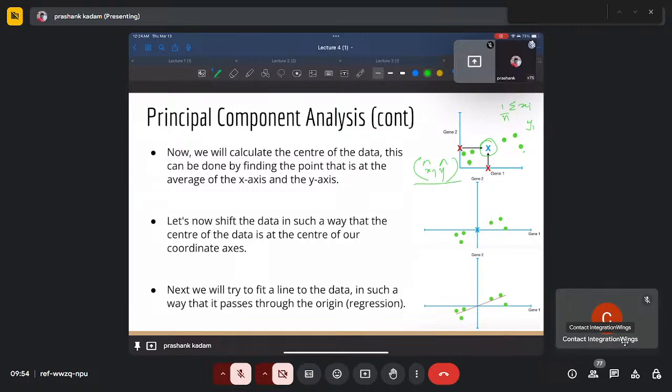Now, once you do this, you shift your axis so that this average point that you have calculated becomes the center, the origin. As you can see in this diagram, we have shifted the axis in such a way that our average point has become our origin. Now we'll try to fit a line to this data, just like a regression problem, right? And as you can see, there is this red line, oh, sorry.